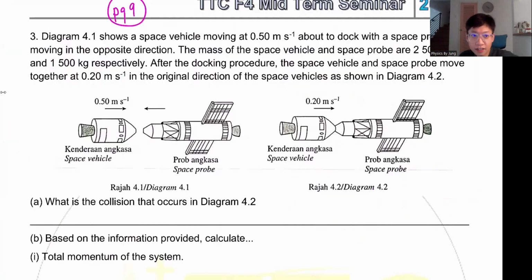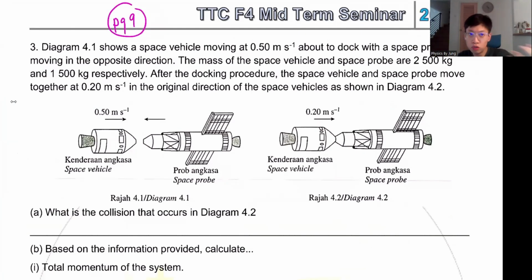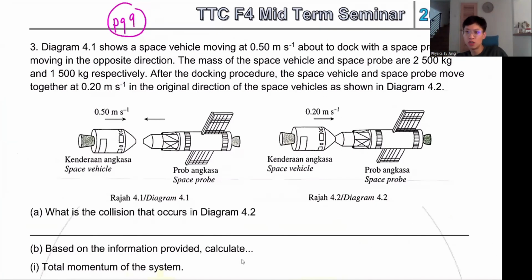On page 9, you will see a space vehicle moving about to dock with a space probe. They try to make it sound very complicated, but actually it is very simple. From here, we realize that they will share the same velocity, because after docking they move together at 0.2. So can you tell me what type of collision this is?